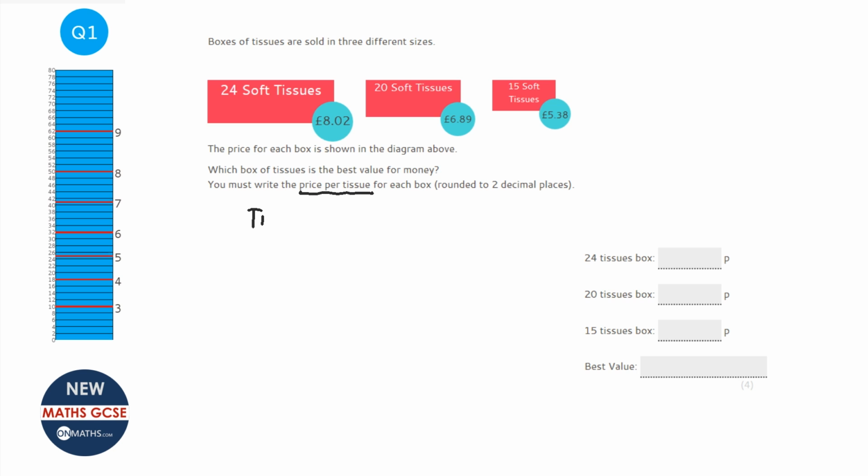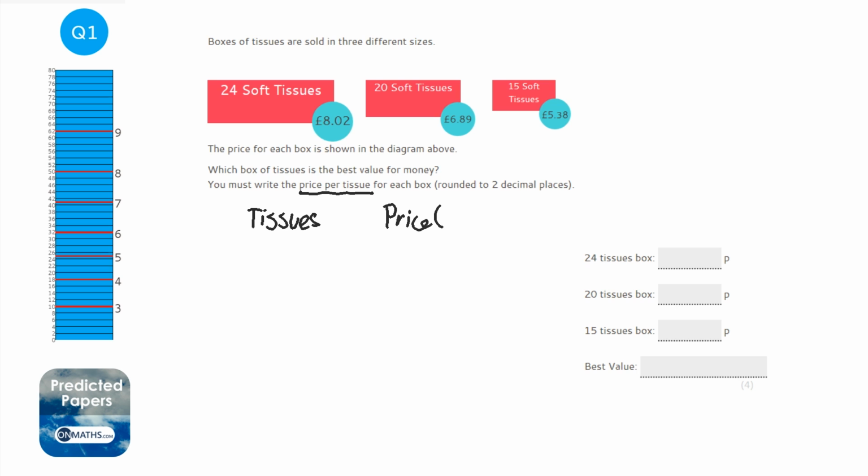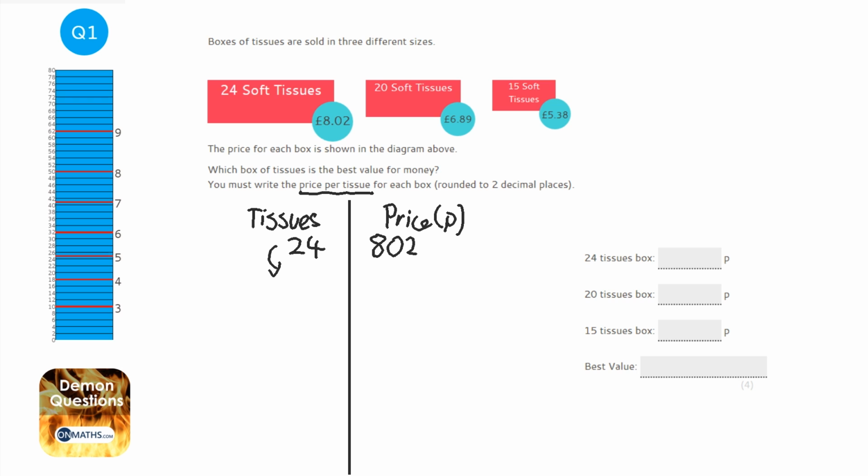So we're going to have tissues on the left hand side and price, and I'm going to do it in pence because it's normally a lot easier to work out when it's in pence. I'm just going to draw a line down the side. So we're going to start off with the box of 24, and it costs 802 pence. Now to get one tissue, I'm going to divide both sides by 24. So if I divide both sides by 24, I get one tissue. So I do 802 divided by 24, and I get 33.416 recurring.